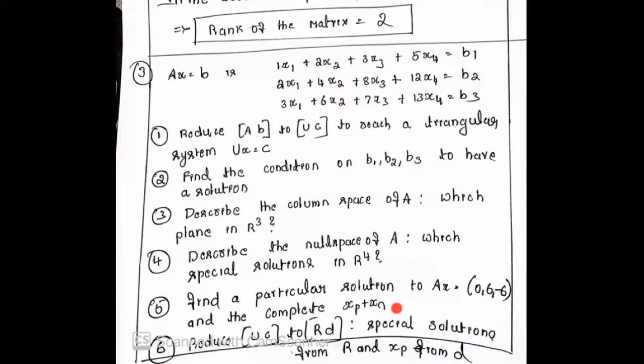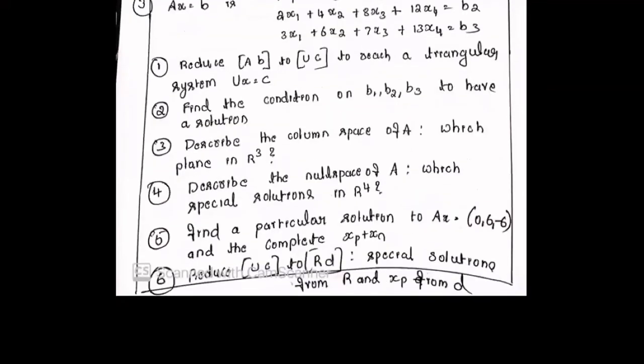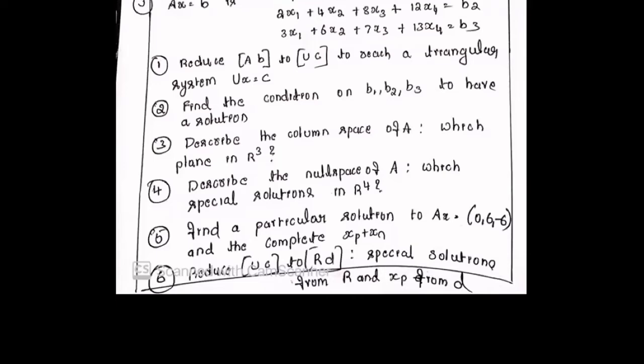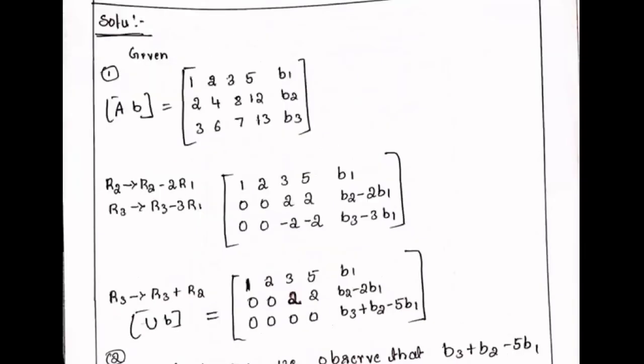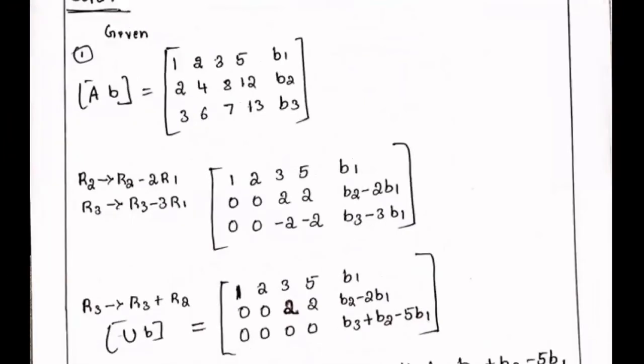Then the last part is this: reduce U of c to R of d. So you reduce the echelon matrix to the row reduced echelon matrix. So this is our problem. Nothing is different, it is the same thing, only try to understand this properly, so it becomes a repetition.